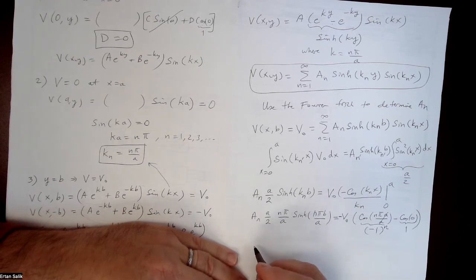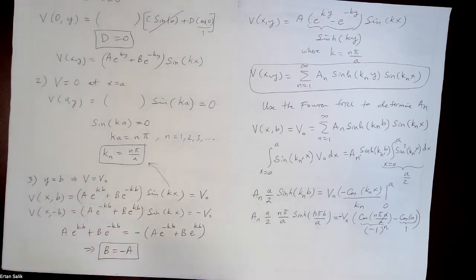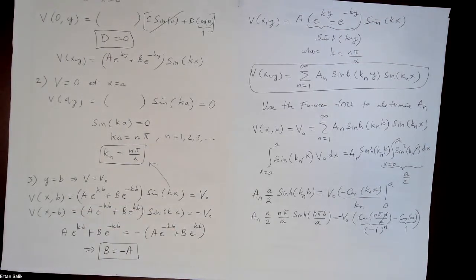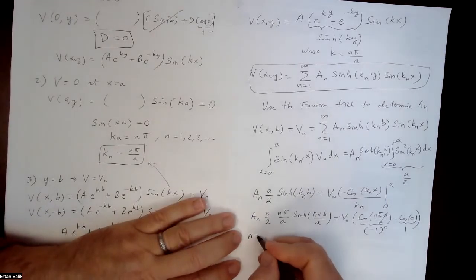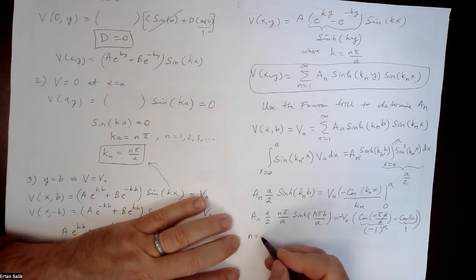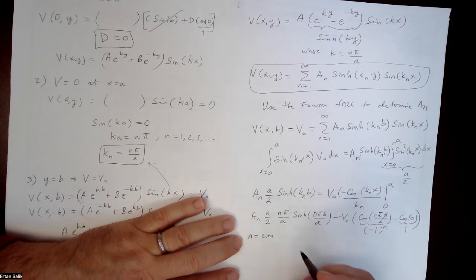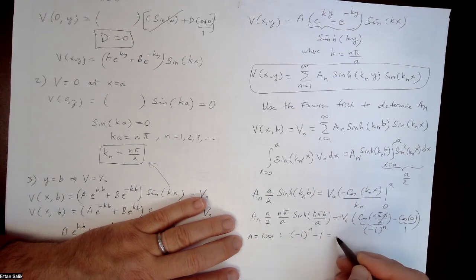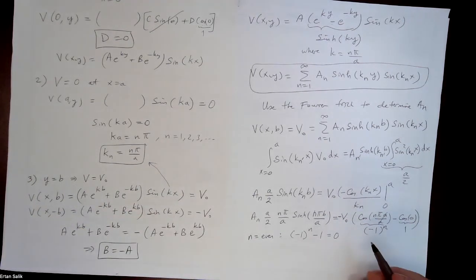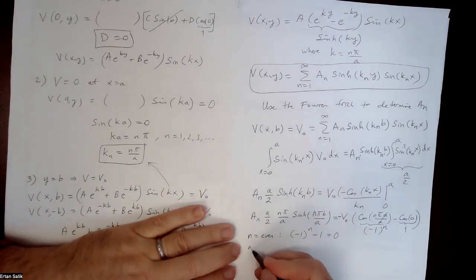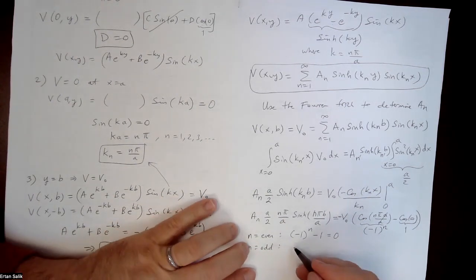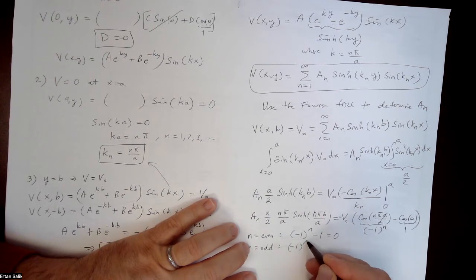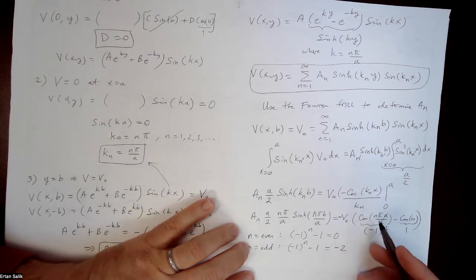So let's put them all together. So if n is even, then minus 1 to the n minus 1 will be 0. So there is no solution for n even. So if n is odd, then minus 1 to the n minus 1 will give me minus 2. Another minus here, so it's going to be 2v0.